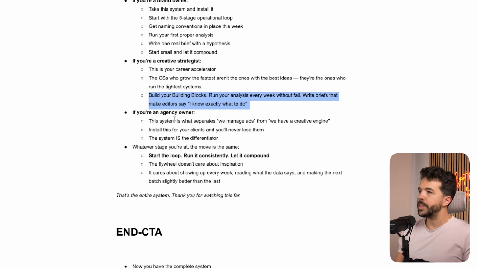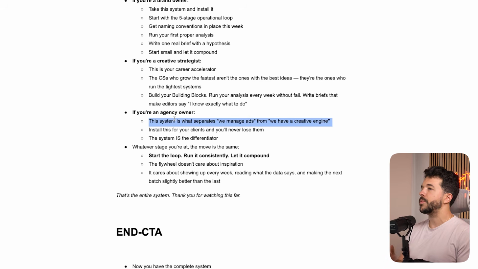If you're an agency owner, the system is what separates "we manage ads" from "we have a creative engine." Install this for your clients and you'll never lose them. We have an insane retention rate right now. Churn rate is incredibly low, and there's a reason. The reason is pretty much here. The system is that differentiator.